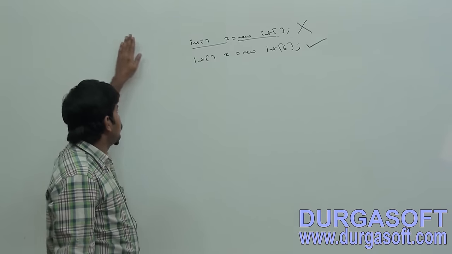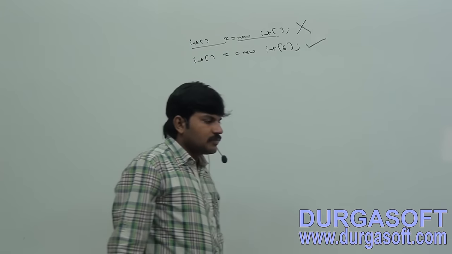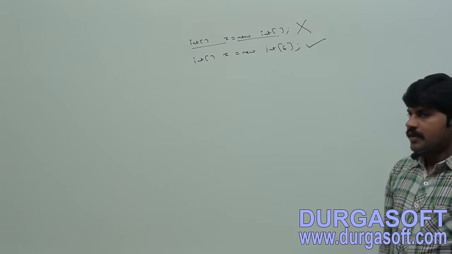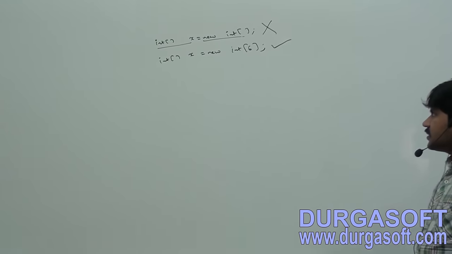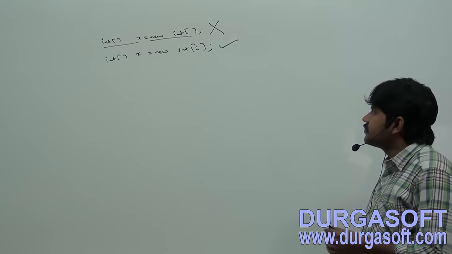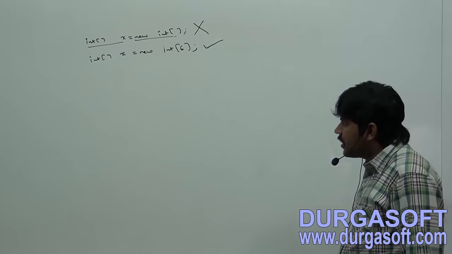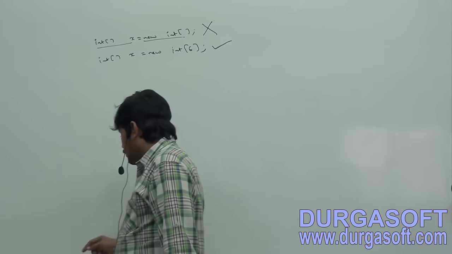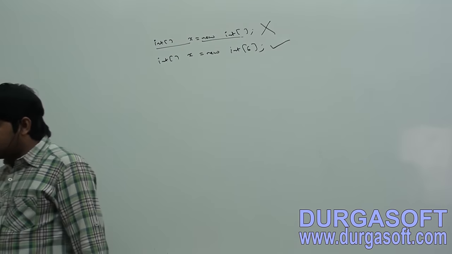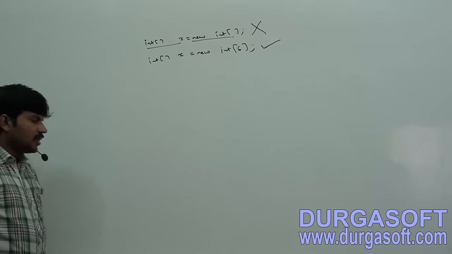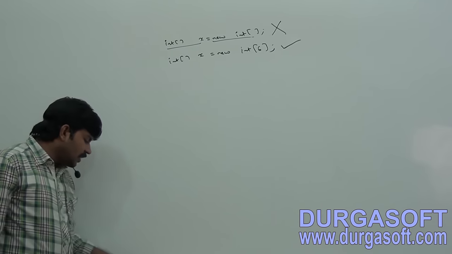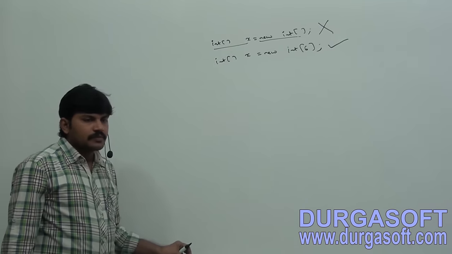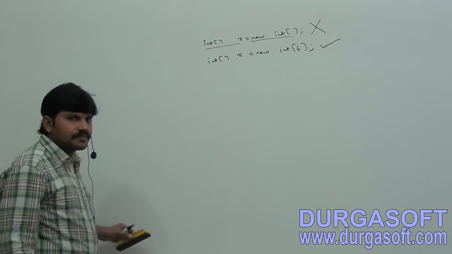Okay, take these examples. Int array x is equal to new int array: the first one is invalid. Int array x is equal to new int array of 6: valid.